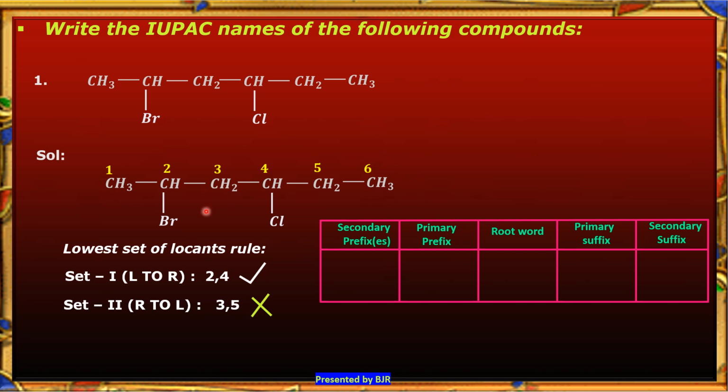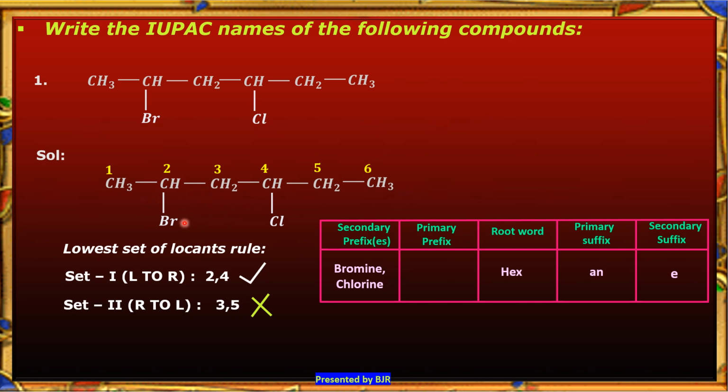Then in the parent chain, there are 6 carbon atoms. The root word is hex, primary suffix an, secondary suffix e, because no double bonds or triple bonds are there, so it is an. Primary prefix won't come here. Secondary prefixes are chlorine and bromine.